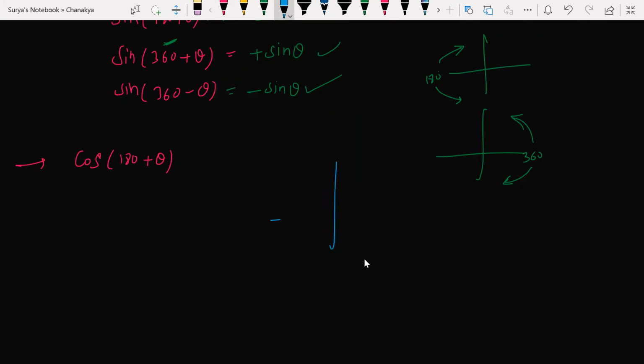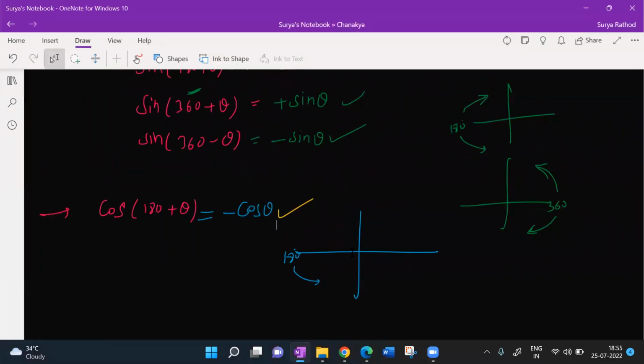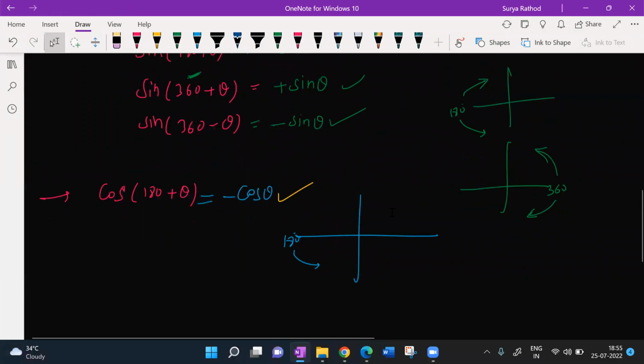So 180 plus theta. Look at this here. This is 180 here, 180 plus theta. Third quadrant. In the third quadrant cos will be negative. 180, so cos will not change. Minus cos theta. Any doubts? Children, any doubts here? Tell me guys, any doubts?